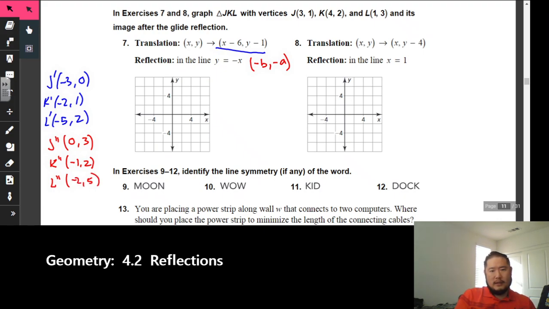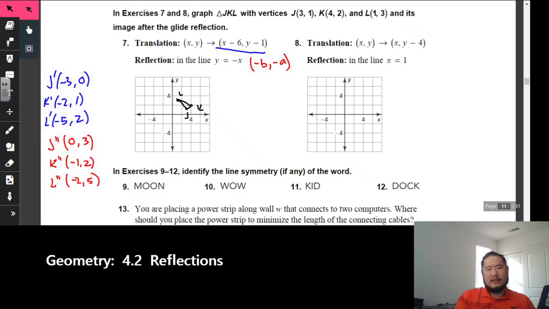So let's show the entire progression of things. We have our original points. Now I'm going to graph everything out right here. We got ourselves 3, 1. So let's go ahead, 3, 1. There's J. We have 4, 2. There's K. And then L is at 1, 3. So we've got this tiny little triangle right here, but we'll make it work.